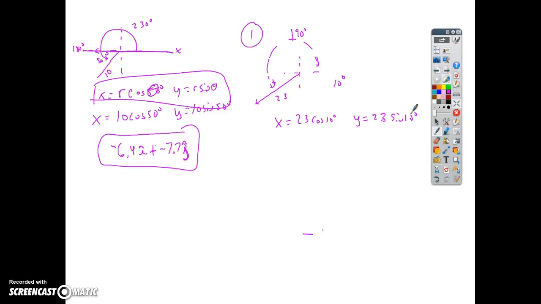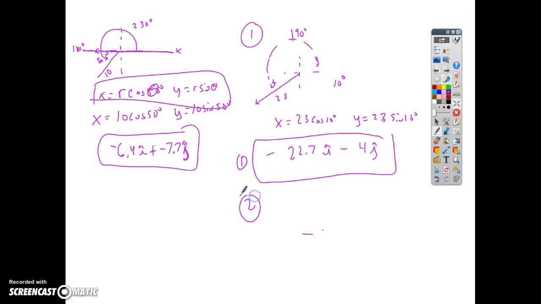15 minutes left. Running against it. 22.7 i hat. For j hat, negative, negative, boom. And then number 2, same exact reference angle, different quadrant, so it's going to be negative 22.7 i hat plus 4 j hat.